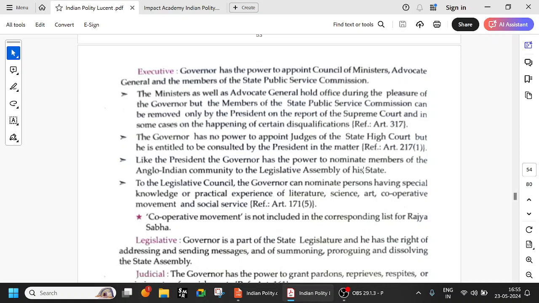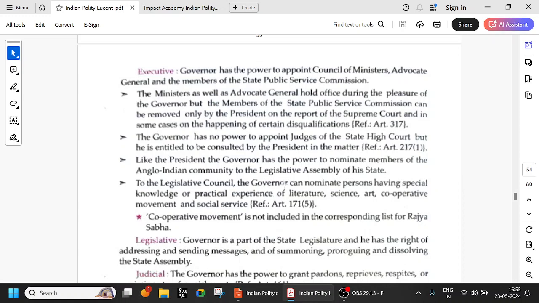Like the president, the governor has the power to nominate members of the Anglo-Indian community to the legislative assembly. So in the case of president, he can nominate two persons of the Anglo-Indian community to the Lok Sabha. In the case of governor, he can nominate only one person from the Anglo-Indian community to the legislative assembly. Remember that. Okay, president 2, governor 1.